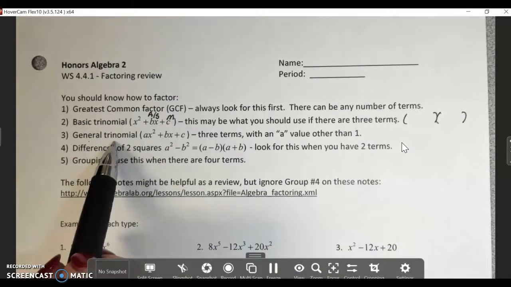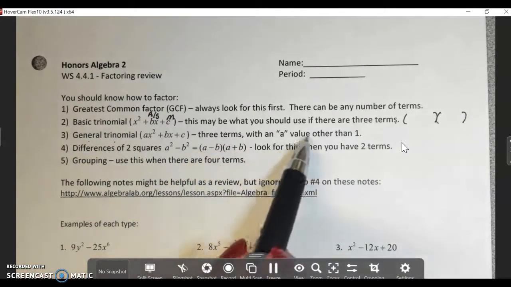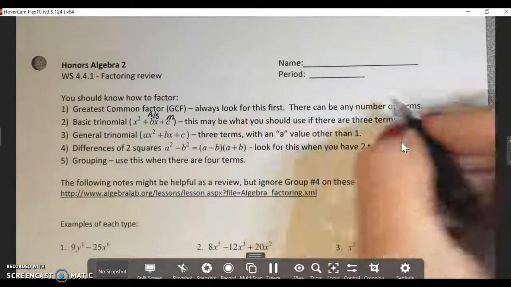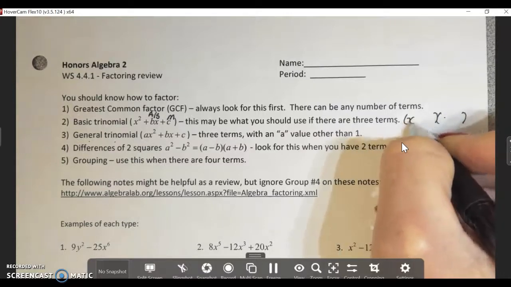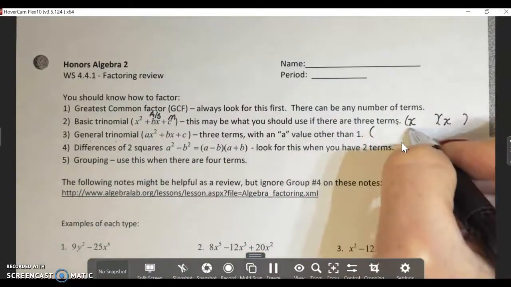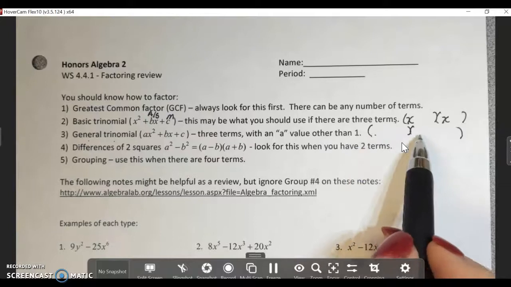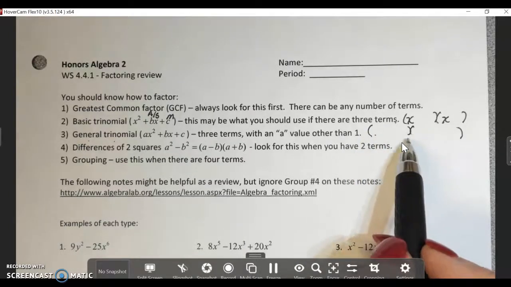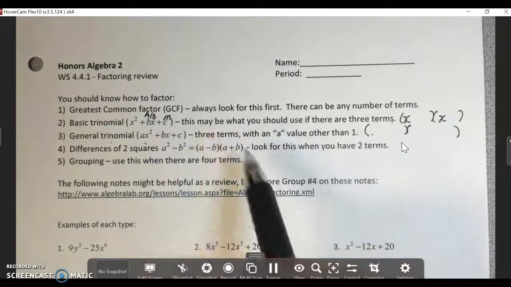If we have a general trinomial, this is when we have 3 terms and our A value is something other than 1. See, with this basic trinomial, what's always going to go here and here? X and X. But if we have an A there, then that's going to make things a little bit more complicated. It's not going to be just X and X. It might be 2X and X, 3X and X. It could be anything. The first times the first would have to give us the AX squared.